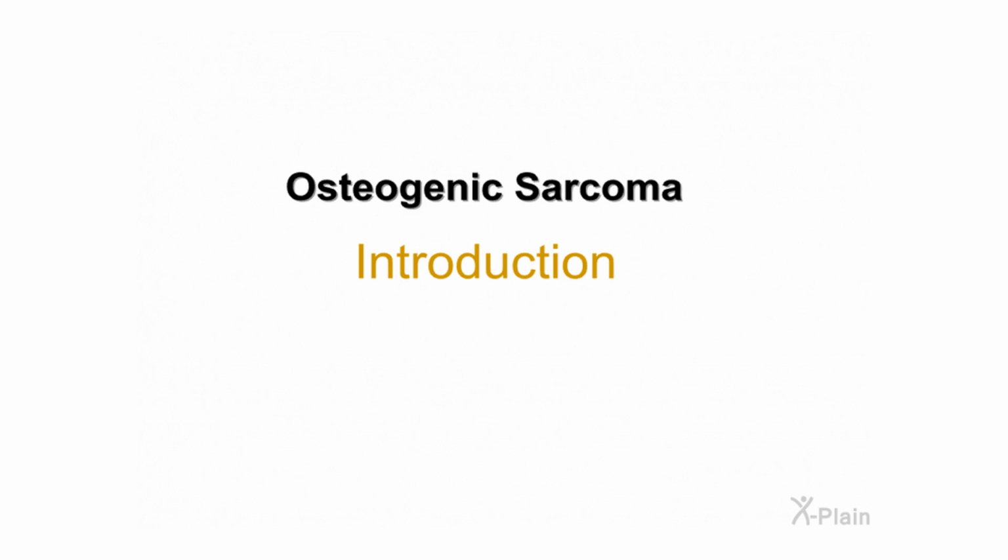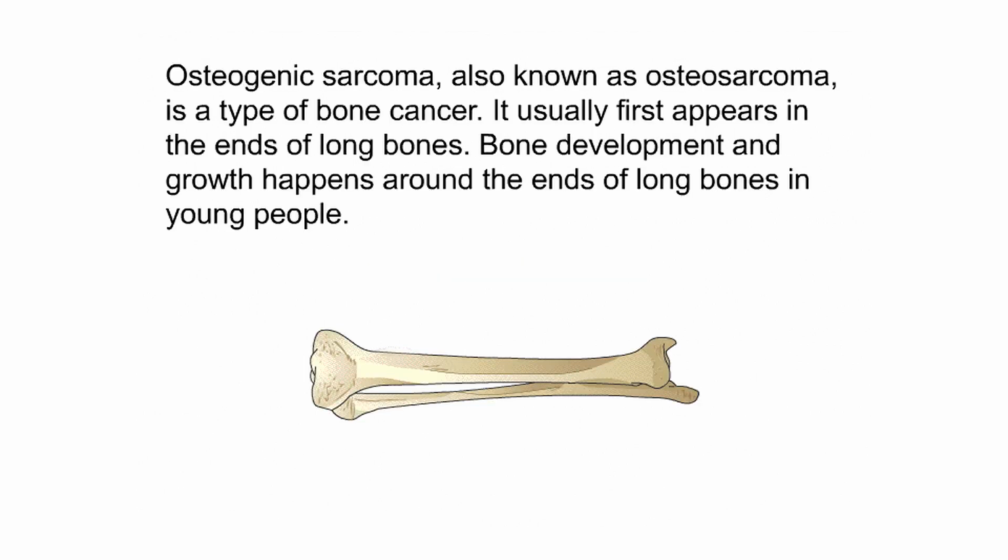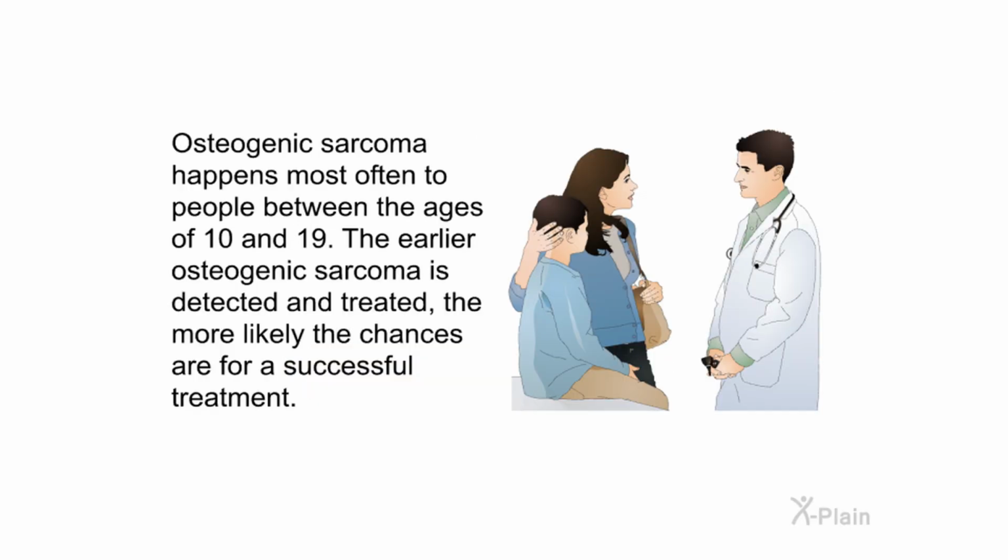Osteogenic Sarcoma. Introduction. Osteogenic sarcoma, also known as osteosarcoma, is a type of bone cancer. It usually first appears in the ends of long bones. Bone development and growth happens around the ends of long bones in young people. Osteogenic sarcoma happens most often to people between the ages of 10 and 19. The earlier osteogenic sarcoma is detected and treated, the more likely the chances are for a successful treatment.